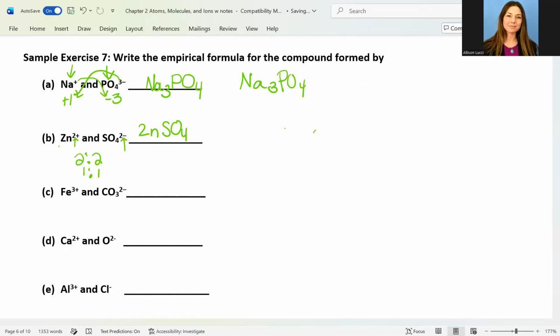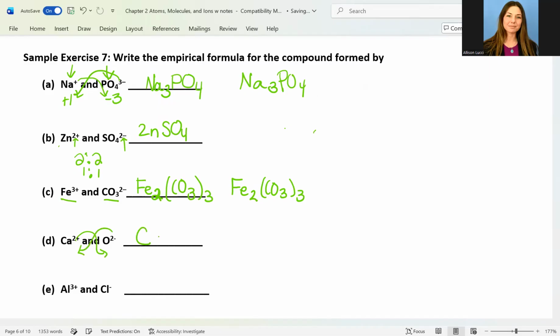Let's see what happens when we crisscross iron 3 and carbonate here, which is -2 charged. So our iron is going to have a 2 subscript, so Fe2, and then we have to put our carbonate, CO3, in brackets, and that would have a 3 subscript after it. So overall, we have Fe2, and then in parentheses, CO3 subscript 3. And again, that's because we need 2 irons with a +3 charge to balance out the 3 carbonates with a -2 charge.